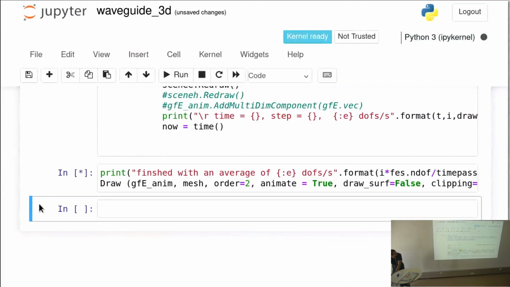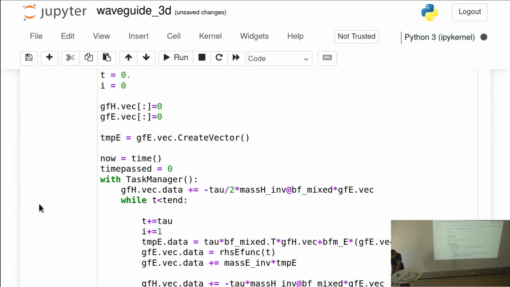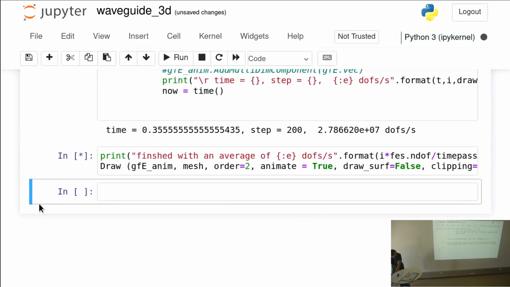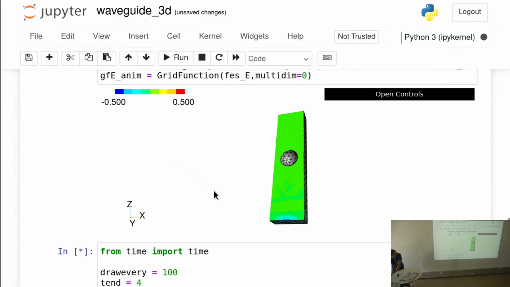Restart and run all. Let's see if it lets me do it again, or if it dies again. Okay, here now we should see. I should be starting a wave to propagate here. And I'm plotting every 100 time steps, so each time you see a new plot, there are 100 times 1.3 million degrees of freedom inverted.